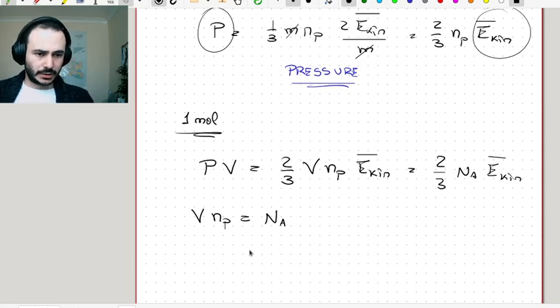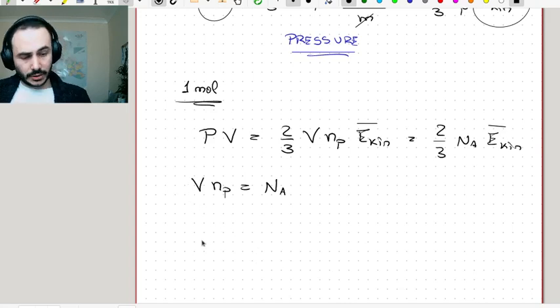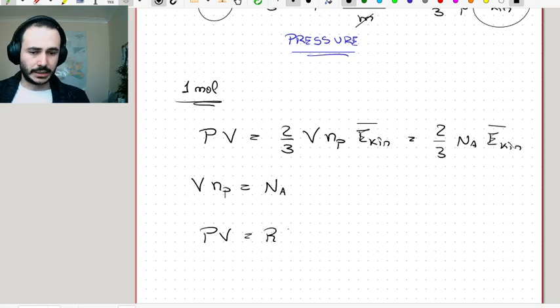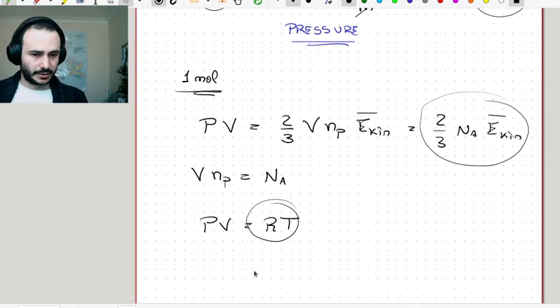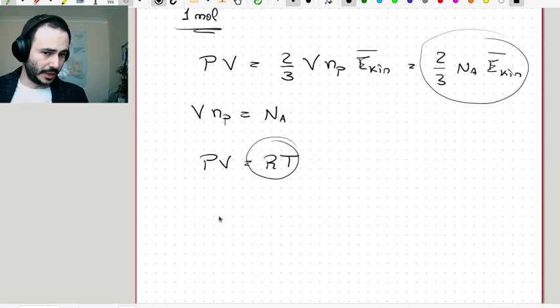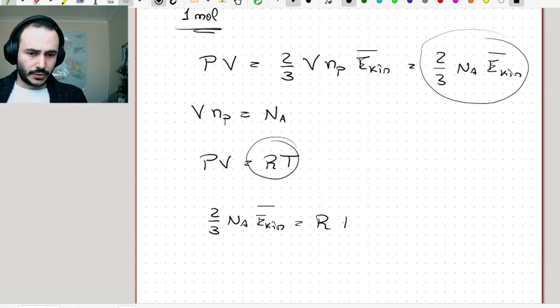Okay, so on the other hand, we know that PV for 1 mole of ideal gas is the gas constant times T. Okay, so we can just compare the right-hand side of the first expression with the right-hand side of the second expression, because they should be the same, because they are both PV. So 2/3 of Na, the average kinetic energy, should actually be equal to RT.